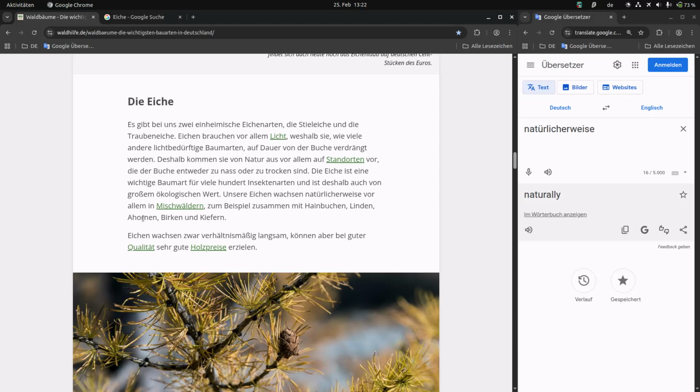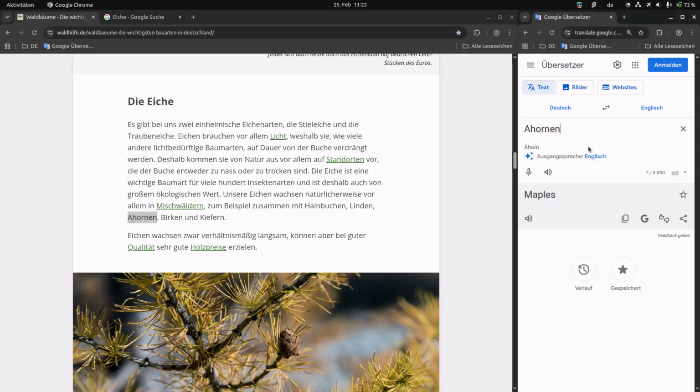Maple leaves. Is it not maple leaves? Why do I always say maple leaves? Maples, I think. Maples, birches, and pine trees. So, our oaks naturally grow above all or mostly in mixed forest, for example, together with hornbeams, linde trees, maples, birches, and pine trees. And then the last sentence. Eichen wachsen zwar verhältnismäßig langsam, können aber bei guter Qualität sehr gute Holzpreise erzielen.